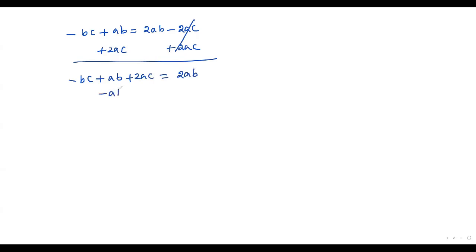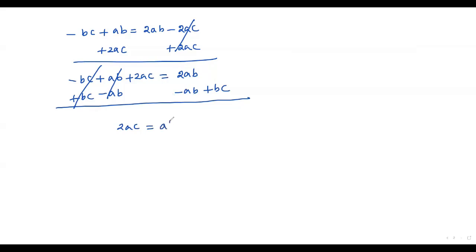Now let me subtract ab from both sides, and also let me add bc to both sides, because I'm trying to solve for this ac. Here positive ab, negative ab will cancel out, and negative bc, positive bc will cancel out. Then we get 2ac equals, when I combine 2ab, negative ab, I'm just getting ab, positive bc. Now what we can factor out from these two terms, we find b in common. So b can be factored out, then we get a positive c inside the parenthesis.